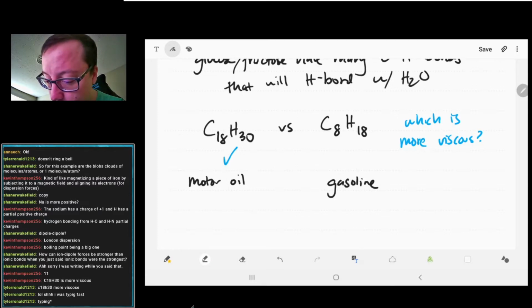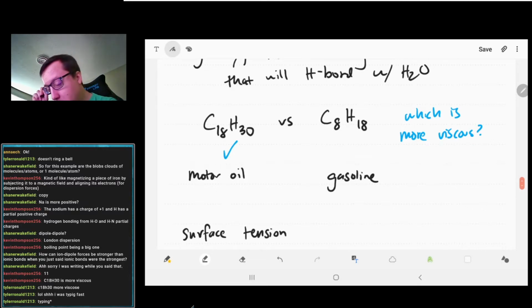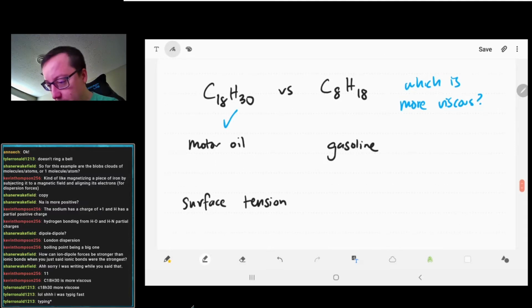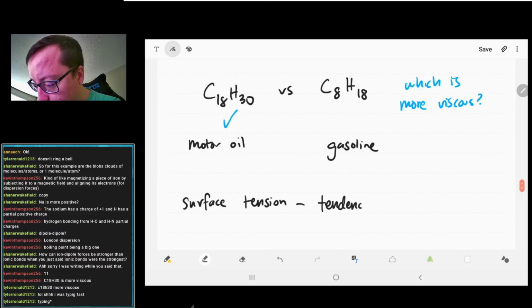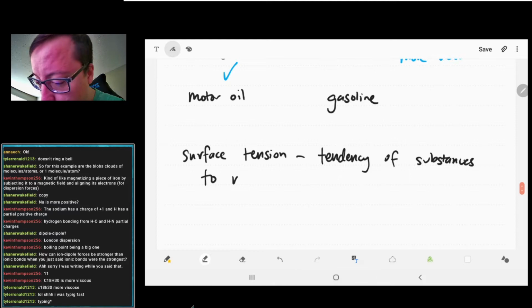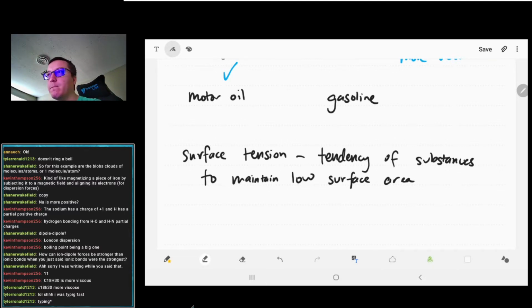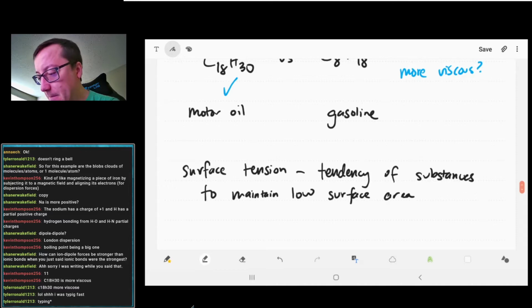Awesome. Surface tension. This is the tendency of substances to maintain a low surface area. We'll leave it as this.